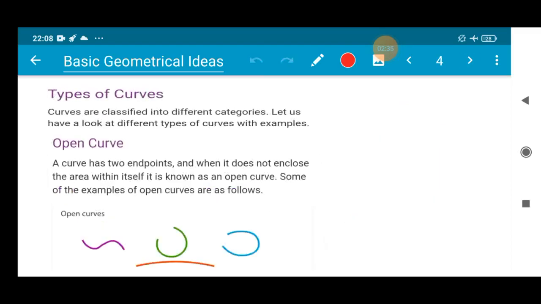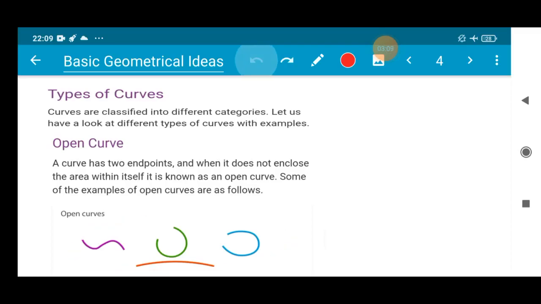Okay, so if the concept of the curve is clear, then the curves can be classified. Curves are classified into different categories, but here we will learn about specific types of curve. Those in your class are open curve and closed curve. So what is an open curve? A curve that has two endpoints, and does not enclose an area within itself, is known as an open curve.